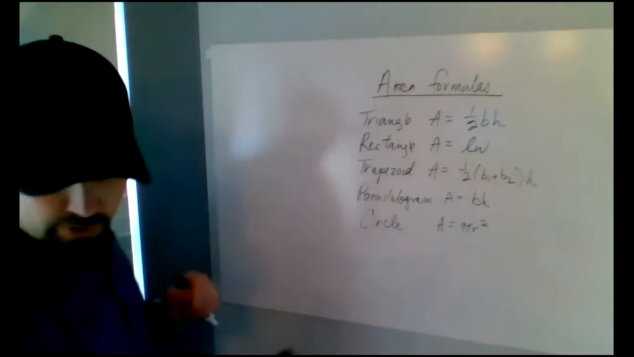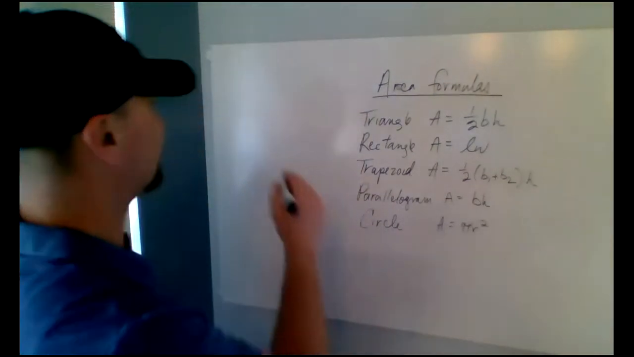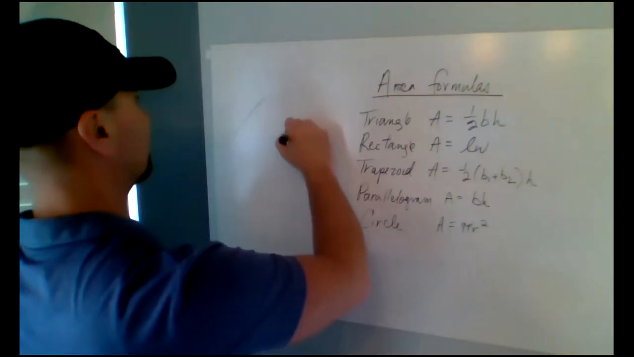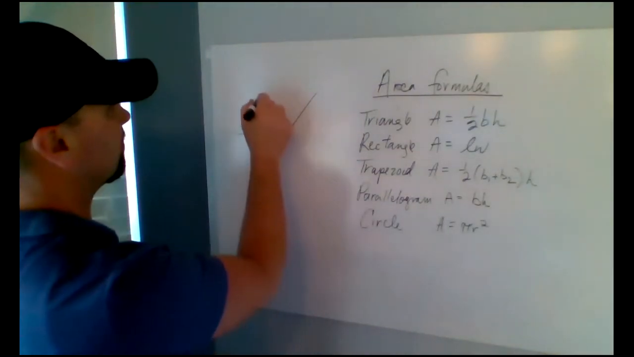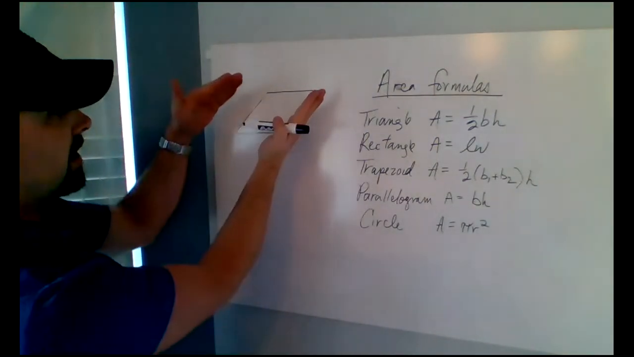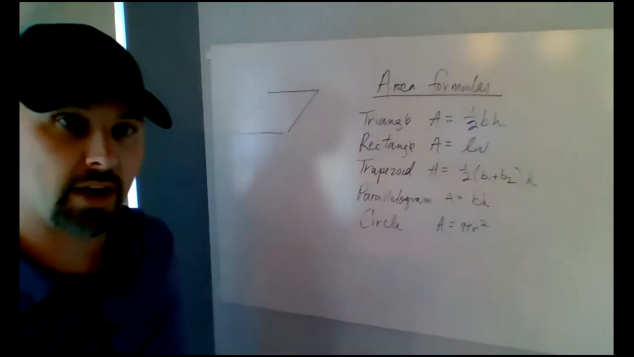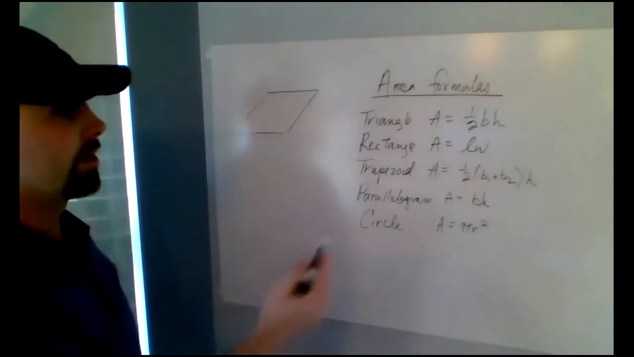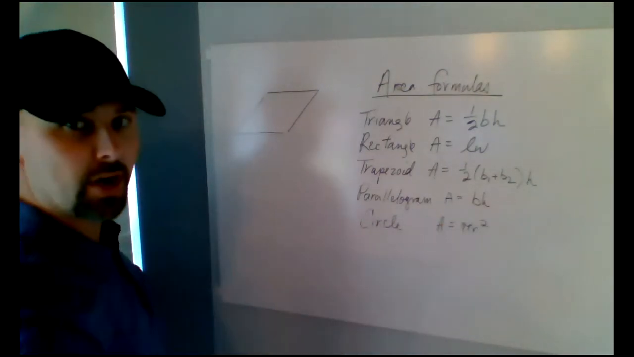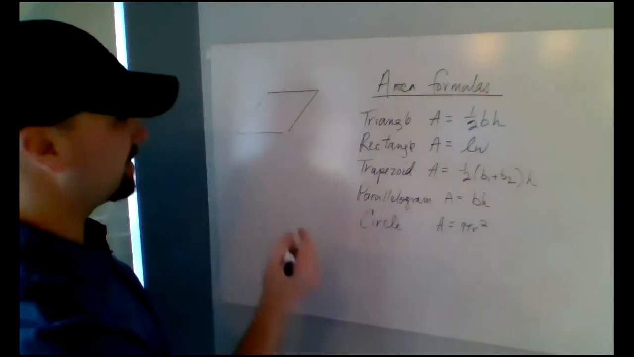Parallelogram. A parallelogram has two sets of parallel lines. Something like that. Each pair is parallel, but you have no 90-degree angles, okay? So the formula for a parallelogram is base times height. And so again, they have to hit at 90 degrees.